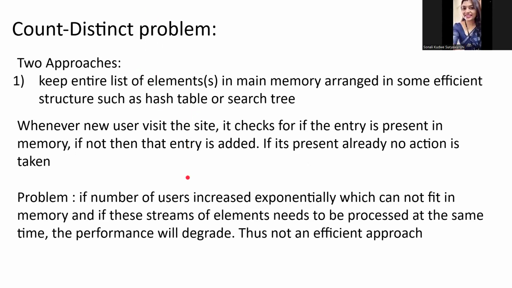Now the problem here is when the number of users starts increasing exponentially. So with the use of Facebook, Twitter, Instagram, right, the number of users have started increasing exponentially. So in that case, it's not possible for us to maintain that big hash table in the memory or a search tree in the memory. So we started assuming that our data is not fitting into the main memory, right? And if these streams of data we need to process in real time, coming from various sources, it's difficult, and because of that the performance will get degraded.